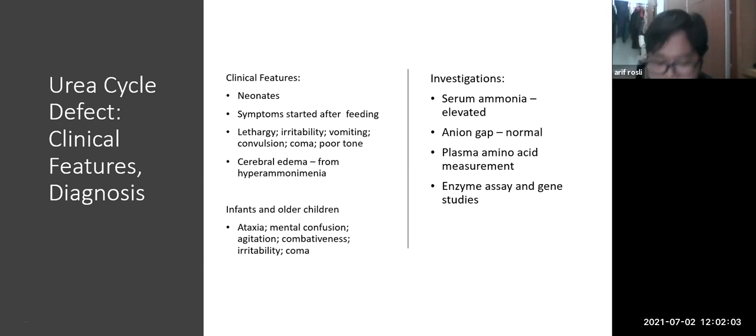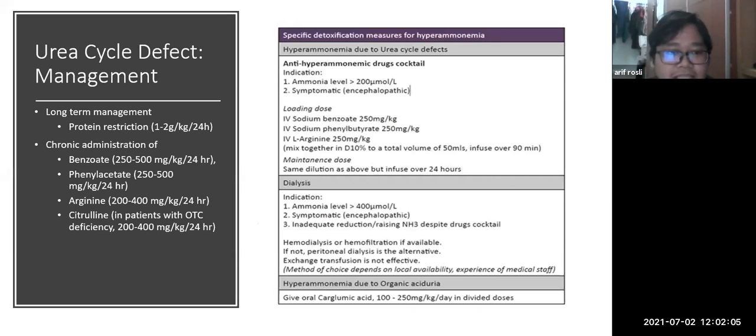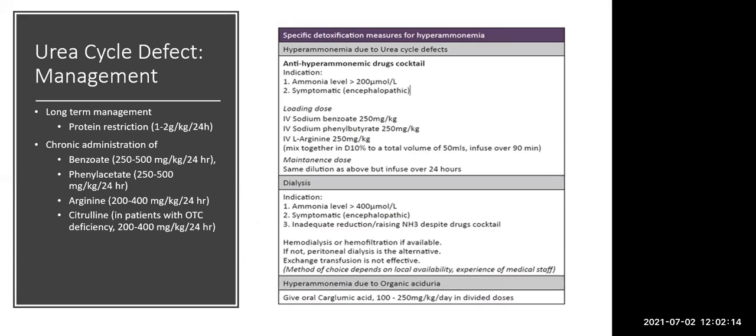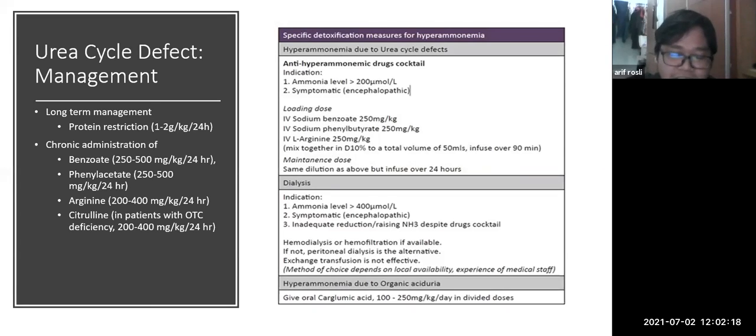Lastly, for management, for acute management, this is the table that I showed just now for antihyperammonemic drug cocktails with dialysis. For long-term management, we will give protein restriction and chronic administration of benzoate or phenylacetate or arginine or citrulline, depending on the type or level of the urea cycle defect.